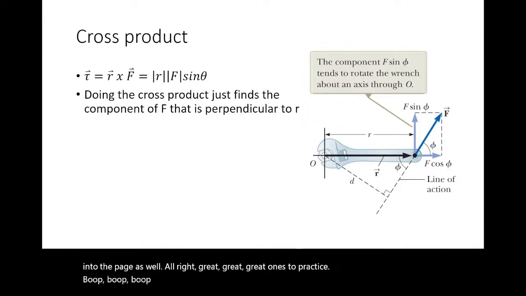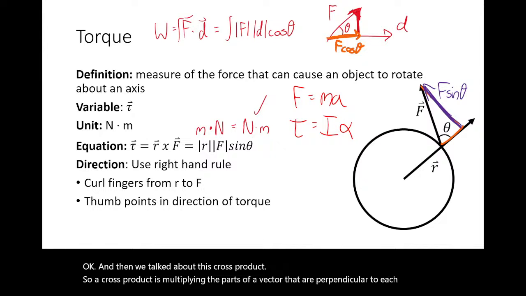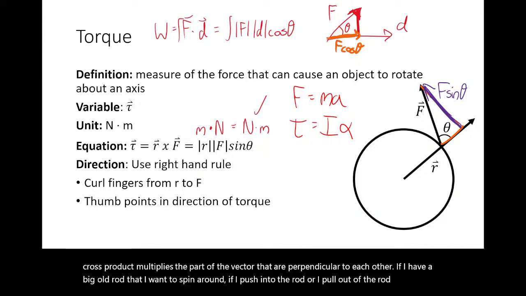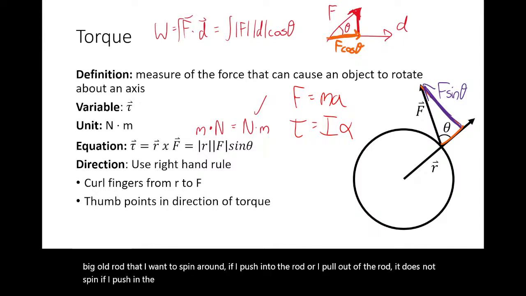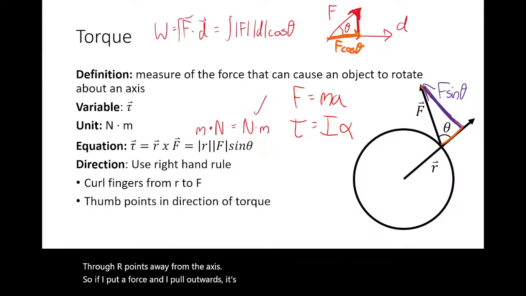Okay. And then we talked about this cross product. A cross product is multiplying the parts of a vector that are perpendicular to each other. If I have a big old rod that I want to spin around, if I push into the rod or I pull out of the rod, it does not spin. Remember, R points away from the axis. So if I put a force and I pull outwards, it's not going to spin. Hopefully that's kind of obvious.